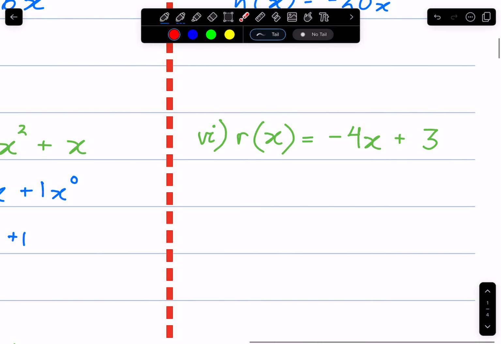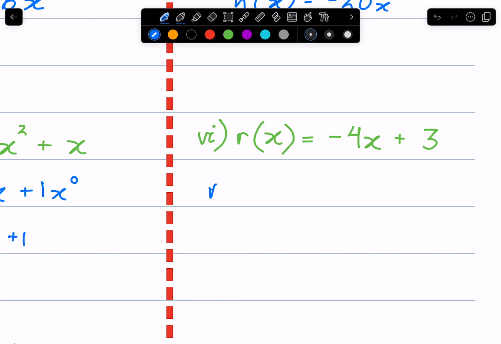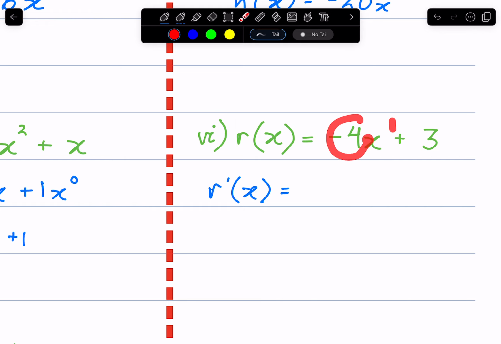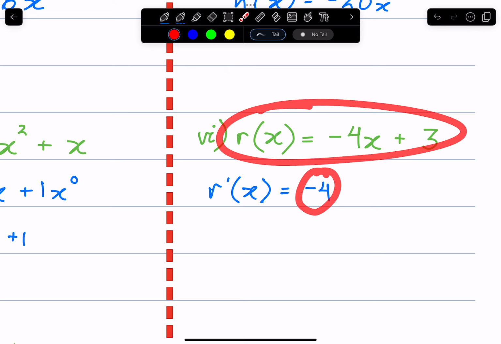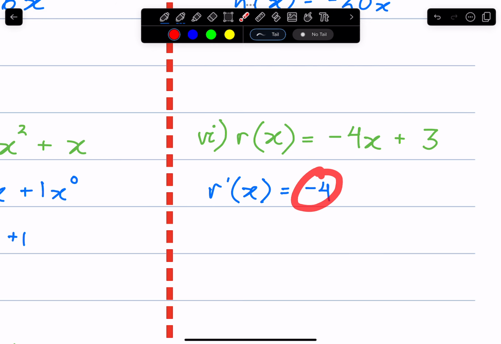And for the last one, r of x, r prime of x. And here's that rule again. X is to the power of 1. Whatever the coefficient is, that becomes the derivative. And for this one, think of this as x to the power of 0. 0 times 3 is 0, so we don't need to worry about the rest. So the derivative of this expression is just negative 4.